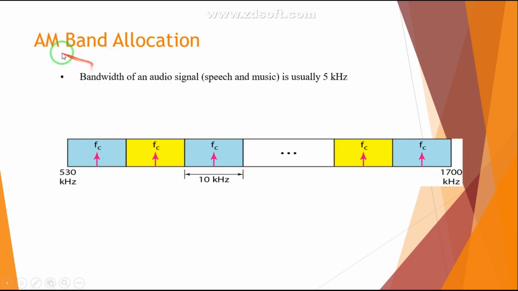See over here, that is the AM band allocation. The bandwidth of the audio signal, that is your speech and music signal, is usually 5 kilohertz, and it ranges from 530 kilohertz to 1700 kilohertz. And you can see over here that we have allocated each separate band a bandwidth of 10 kilohertz. The bandwidth of this channel is 10 kilohertz, 10 kilohertz, 10 kilohertz, like that.